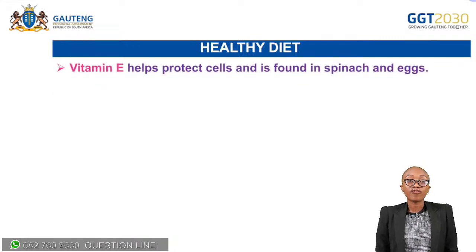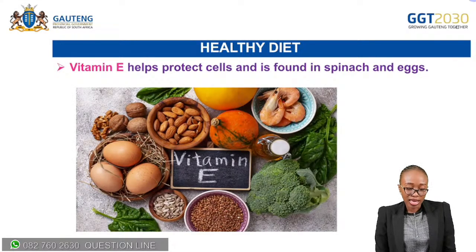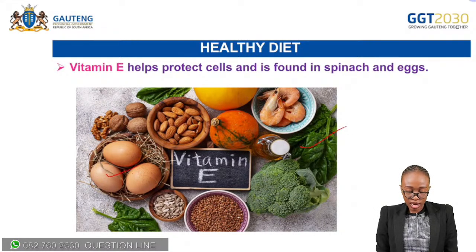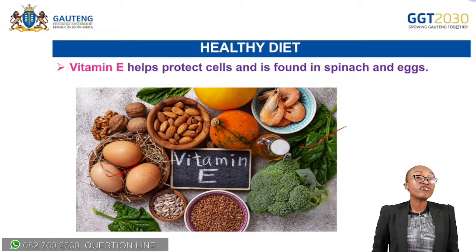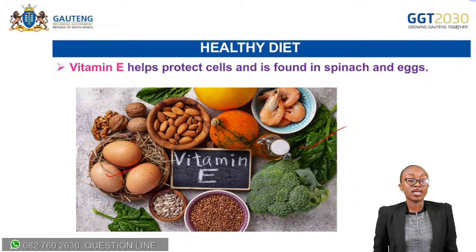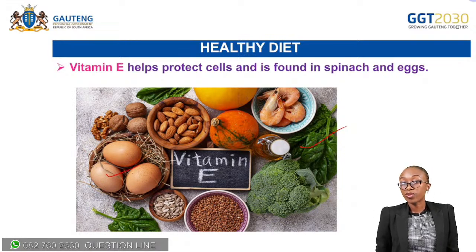Vitamin E is another very, very important vitamin. It helps to protect cells, and we find it in spinach and in eggs. So when they make a meal with spinach for you, eat it because you'll be benefiting. There are some foods that have vitamin E. We mentioned spinach and eggs. We also have nuts there. There are lentils and seeds, and we have prawns as well. So there are different sources of vitamin E. It's not strictly two, which is the spinach and the eggs. You can find your vitamins from there.